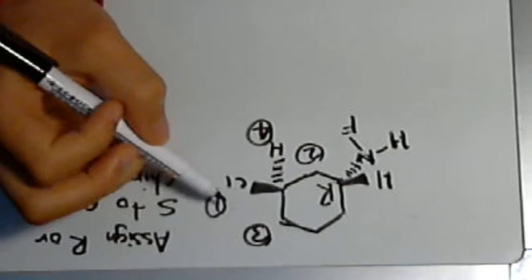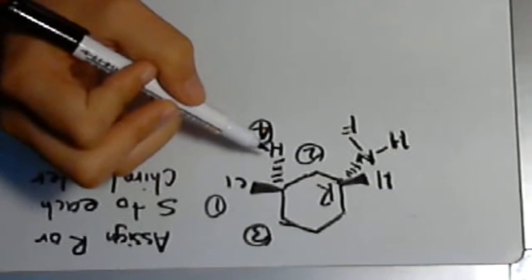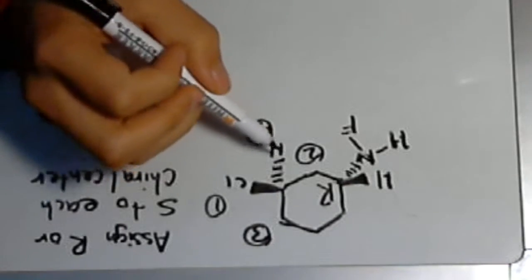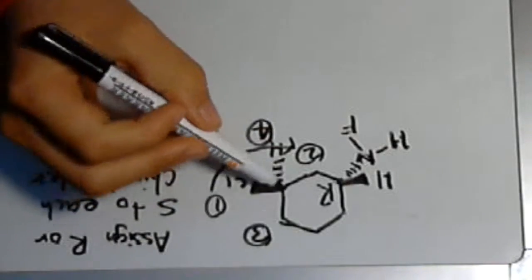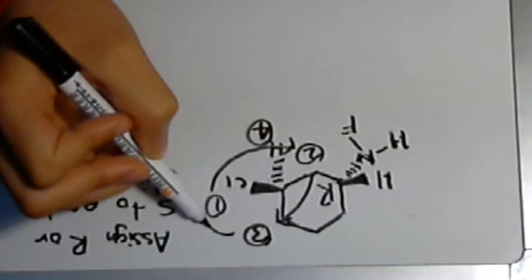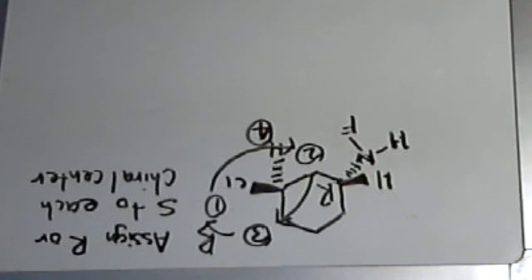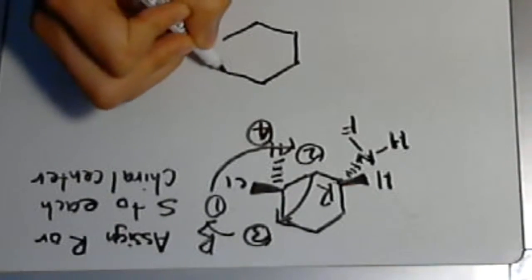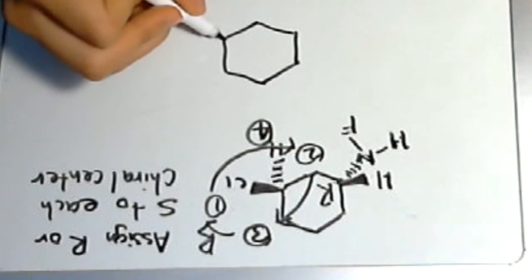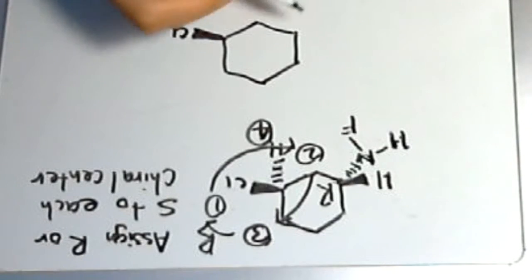Because this hydrogen is going back, you can just ignore it and go from 1 to 2. Since that's going clockwise, it's an R. So these are both R chiral centers. So we'll redraw the molecule and assign R or S. And we don't have to draw in the H's this time.